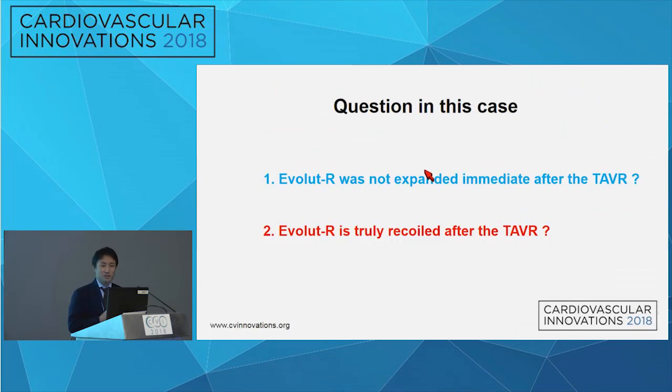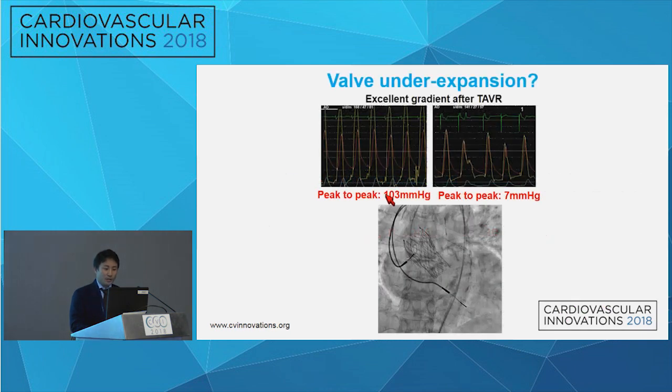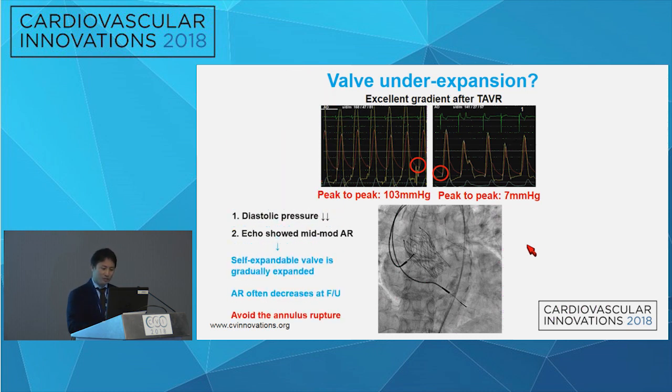So, questions in this case. First one: Evolut was not expanded immediately after the procedure. I think good hemodynamics can be obtained after the procedure, but I should have checked that the diastolic pressure is relatively decreased. The echo showed mild to moderate AR, but I think more aortic regurgitation could be found if we checked another position. But I expected the self-expandable valve to expand gradually, and AR often decreases during follow-up.